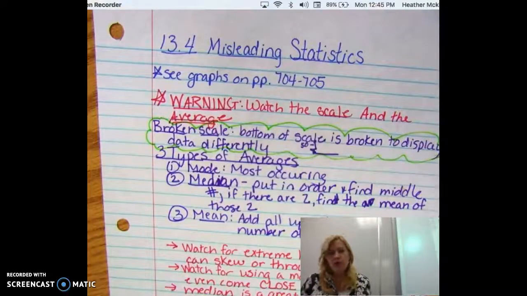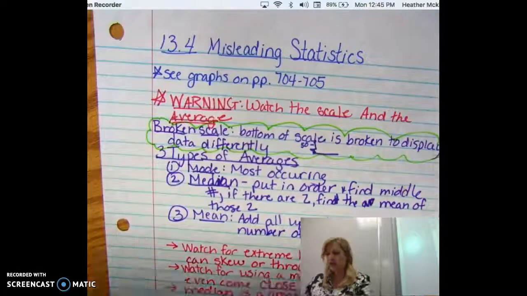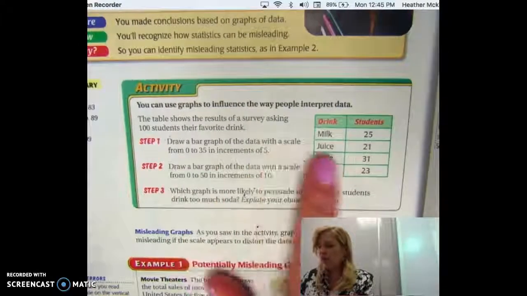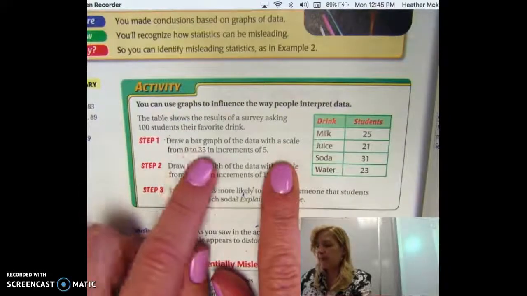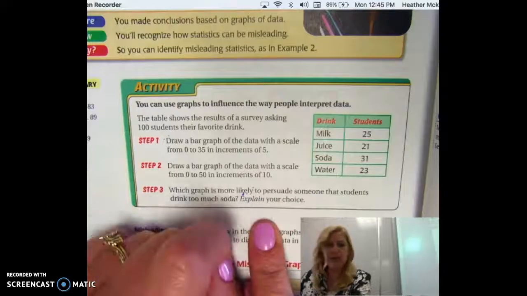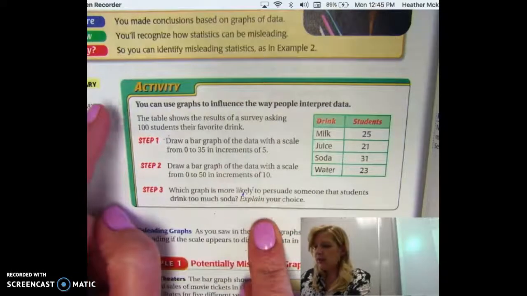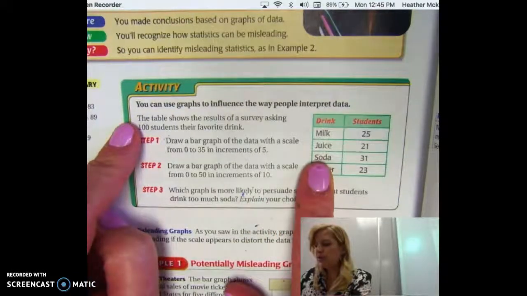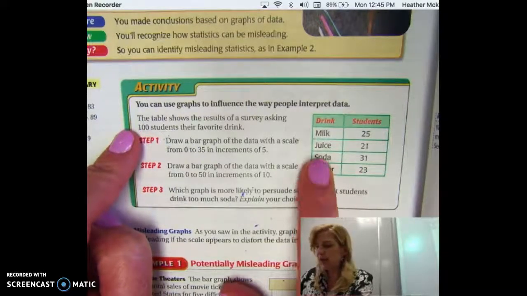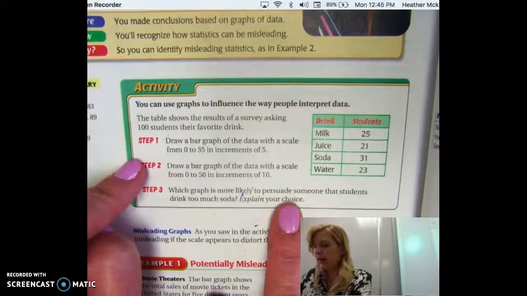So I'm going to show you some graphs, and you are so welcome to copy these things down, but they can be found in page 704 and 705 of your text. And what I want to do is show what happens when we use a bar graph to influence the way people look at the data. So this table here shows the results of a survey asking 100 kids their favorite drink. So there's milk, juice, soda, and water.